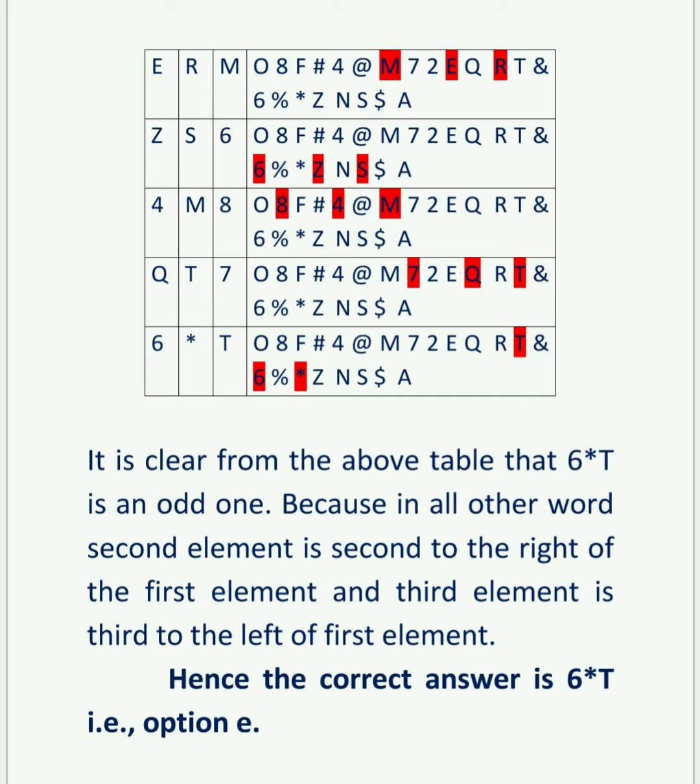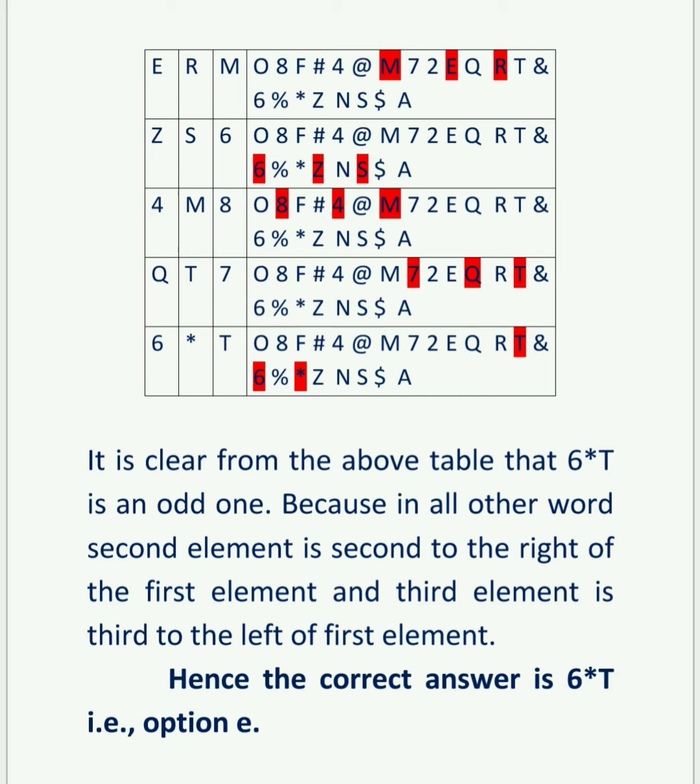Can you find any connection between these? In all of them the first letter is E, then left 2, right 1. So it is clear that in all the words, the second element is second to the right of the first element, and the third element is third to the left of the first element, except one, 6*T. Therefore 6*T is the odd one. Clear? All others, ERM, EZS6, 4M8, QT7, are satisfying the condition.